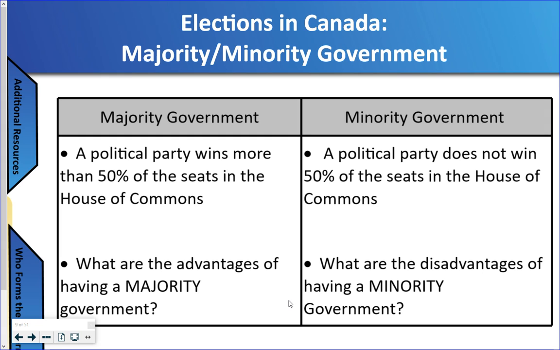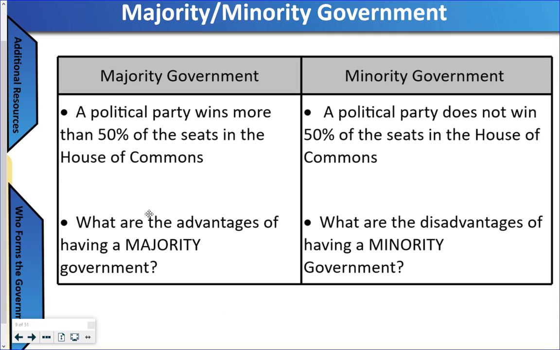Currently, our prime minister and his government is a minority government. His first mandate as prime minister a number of years ago was a majority government. Okay, so we talk about advantages of a majority government. There's stability.